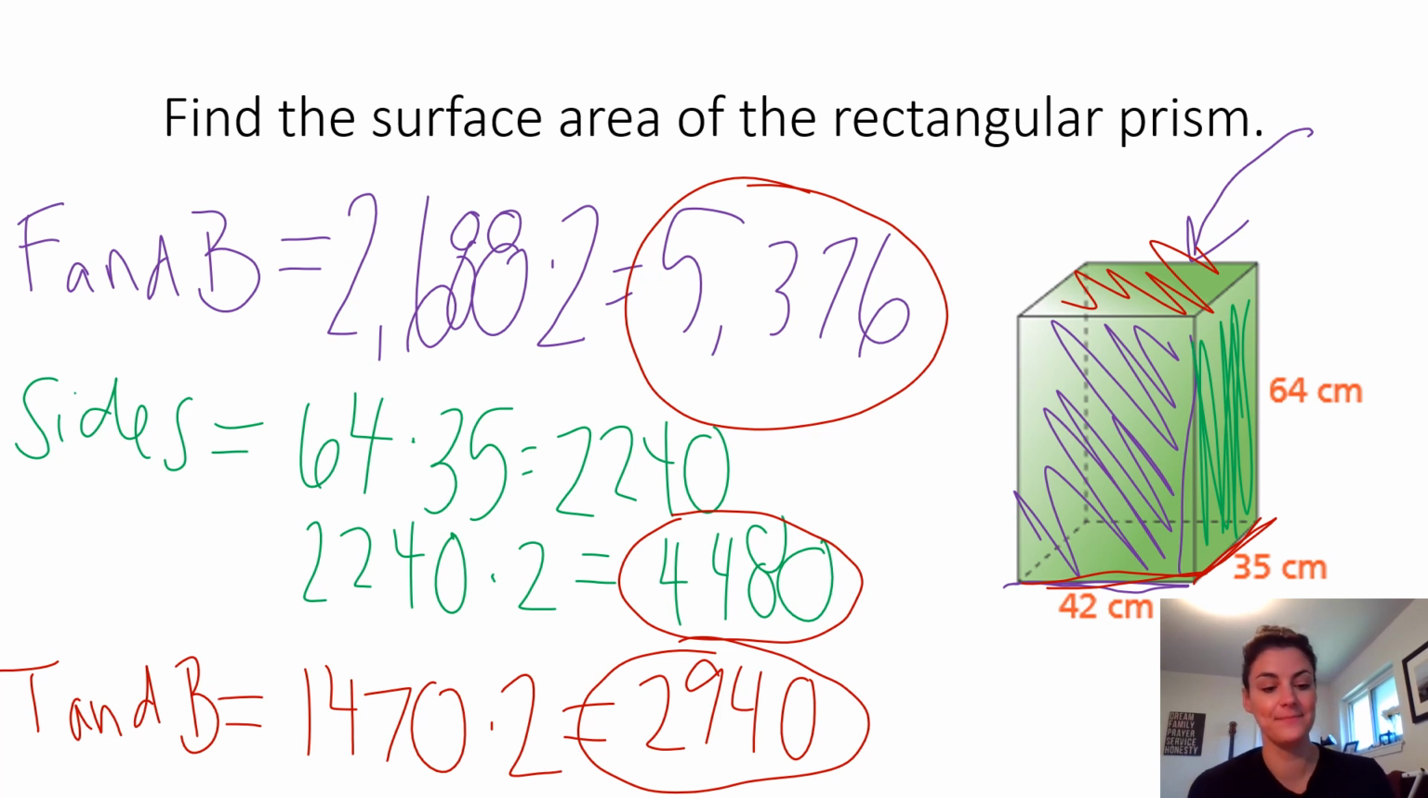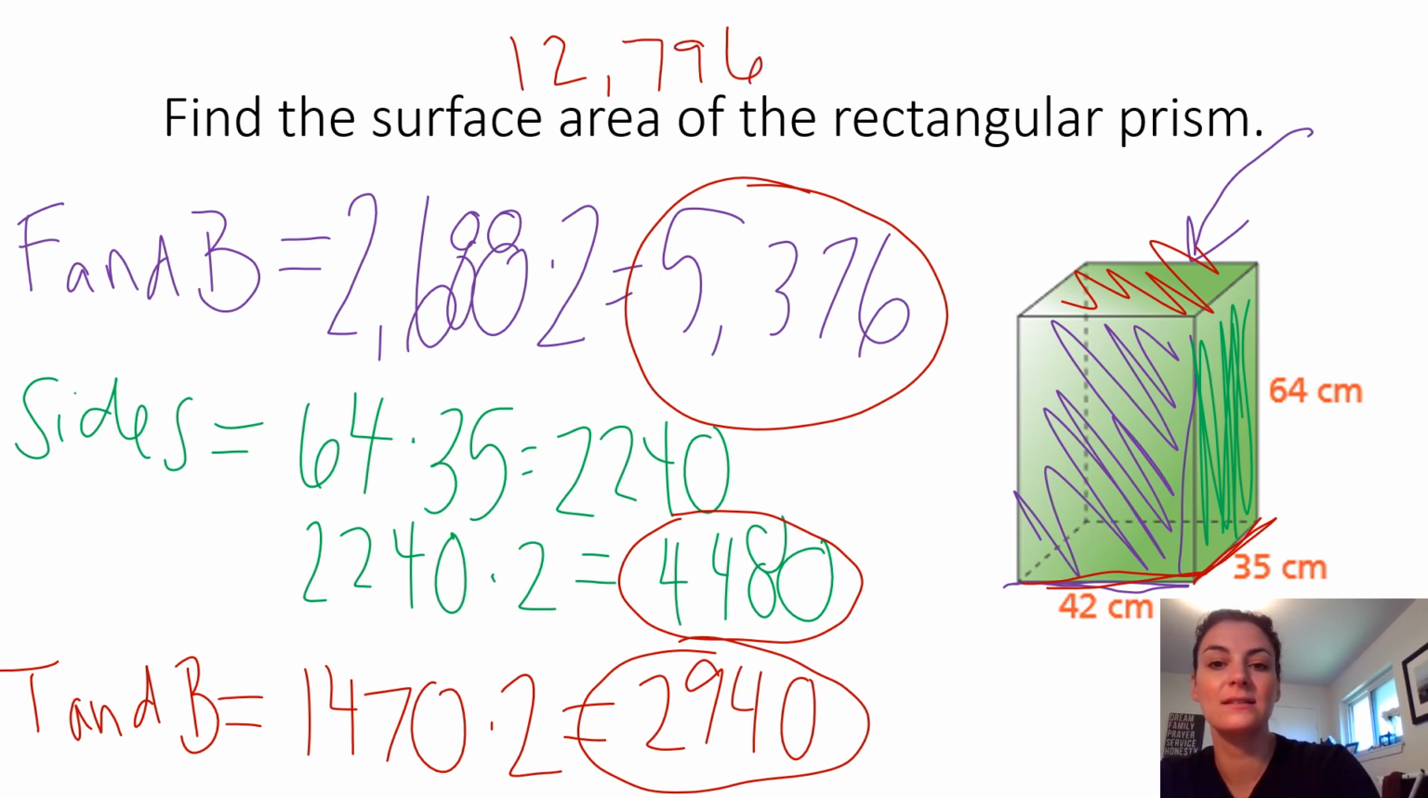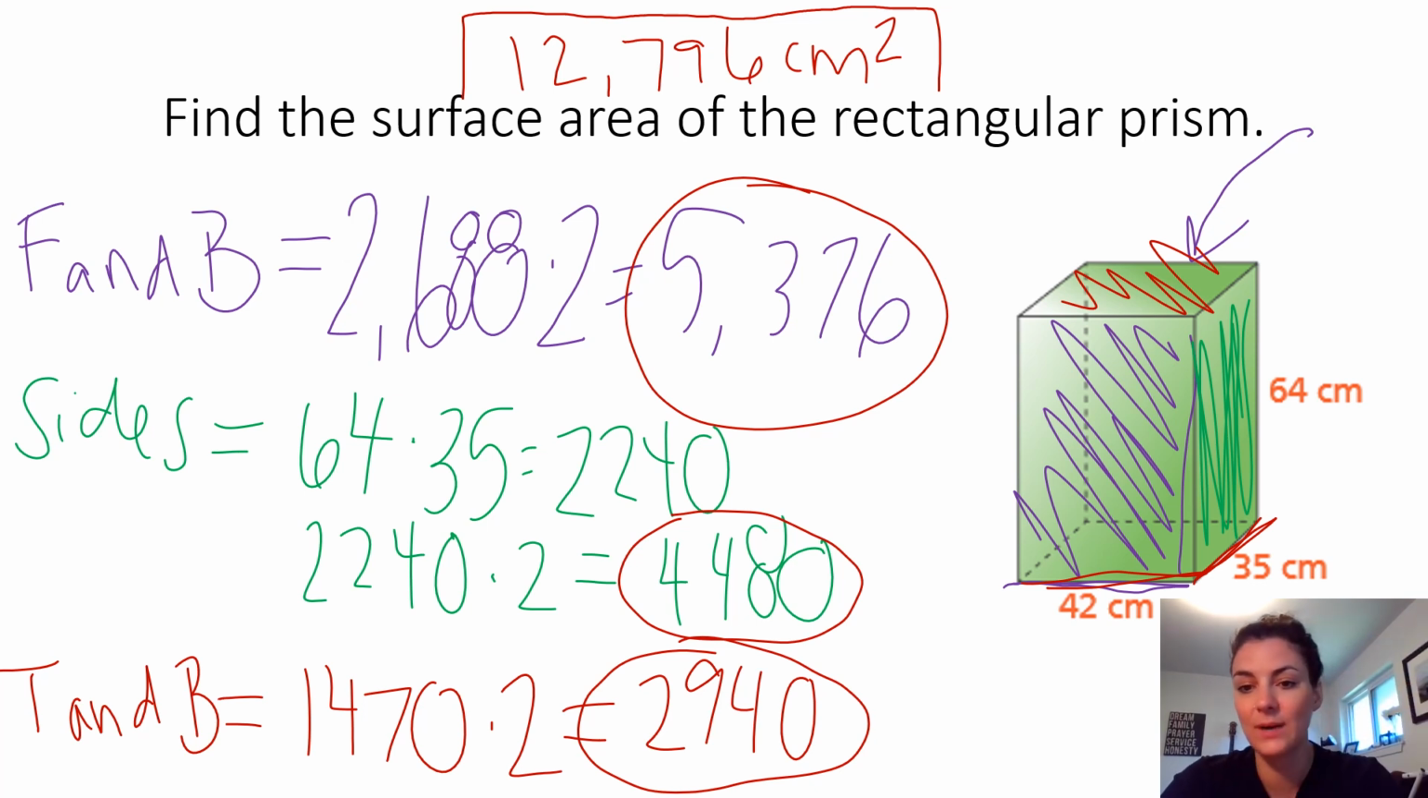To find the total surface area, I'm going to add all of those together. Which comes to 12,796 centimeters squared. That means if I were to wrap this box, because it was a present, I would need 12,796 centimeters squared of wrapping paper. That's how much it would take to wrap the box.